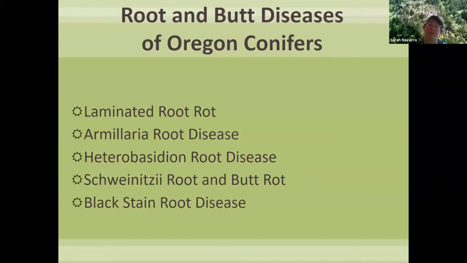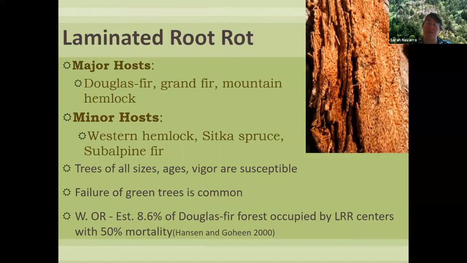So the important root and butt diseases of conifers in Oregon that we're going to talk about today are laminated root disease, Armillaria root disease, Heterobasidion root disease, Schweinitzii root and butt rot, and then lastly, black stain root disease. So laminated root rot, I would say that this is the number one call that I usually got from landowners, especially on the west side. We see large laminated root rot areas up in the Forest Grove, Hag Lake area, also down in Veneta, Mary's Peak. All of those have some pretty large laminated root rot areas.